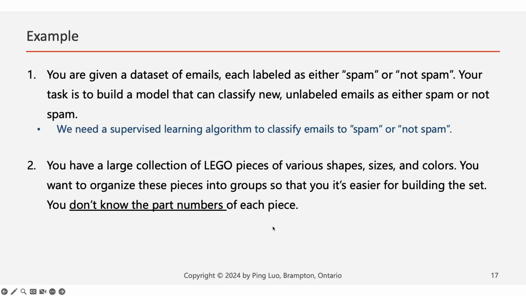Similarly, for the next one, we have a collection of Lego pieces of different sizes and colors. You want to organize them into different groups so that it's easier to build the set, but you don't know the part number of each piece. Assuming you don't have the manual, you just want to put them into different boxes so it's easier to assemble the set. What do you think? Is this supervised learning or unsupervised learning?